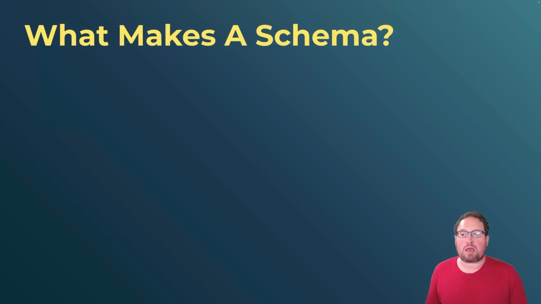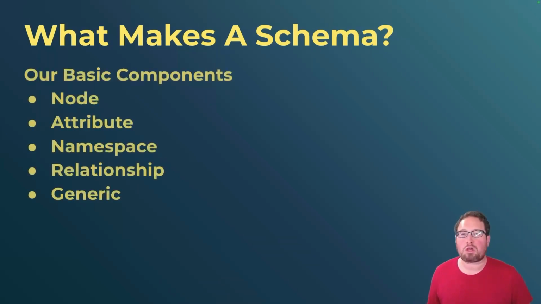Now we're going to look at what actually makes a schema, what components are involved to build one out. The basic components that we'll be looking at are a node and an attribute. We'll look at those two together. After that, we'll look at a namespace real quickly and see what that brings us. And we have these other components down here, a relationship and a generic. We'll save those for a later video.